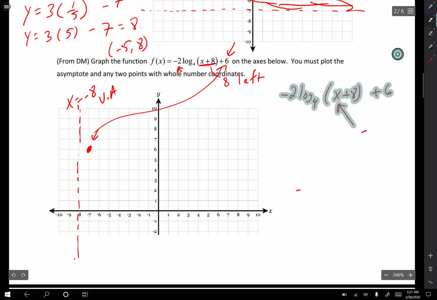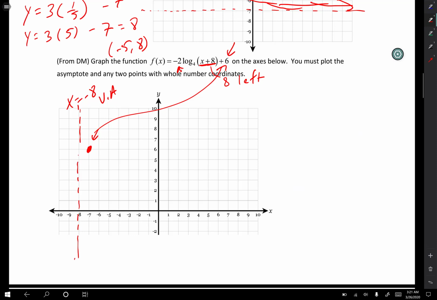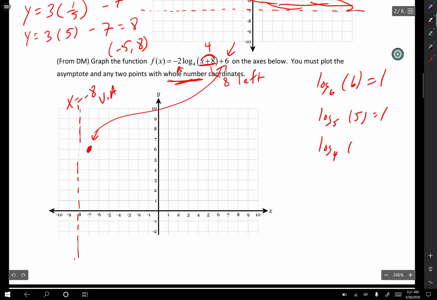All right, next. The next thing I would do, you actually have options. You can actually choose several different x values. Since you want a whole number, I want to force this argument on the inside to be the number 4. Why? Because log base b of b is always equal to 1. So log base 5 of 5 equals 1. Log base 4 of 4 equals 1. Log base 7 of 7 equals 1. So I think that's the easiest, guys.